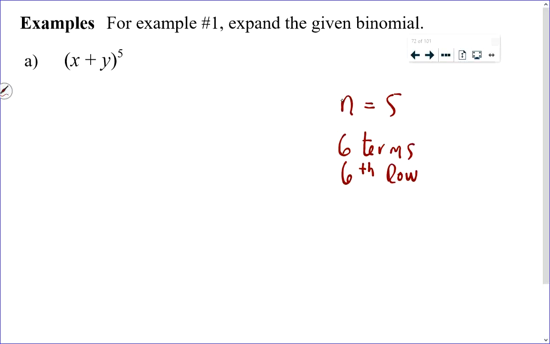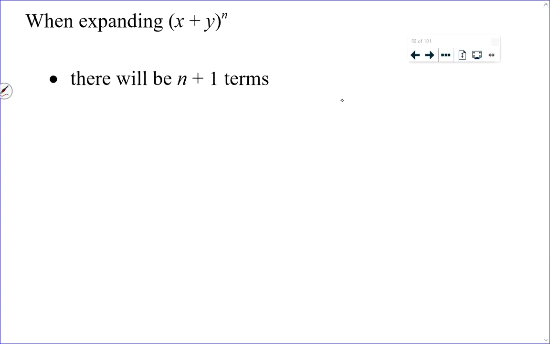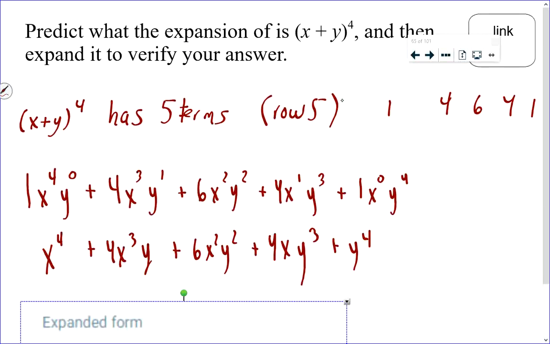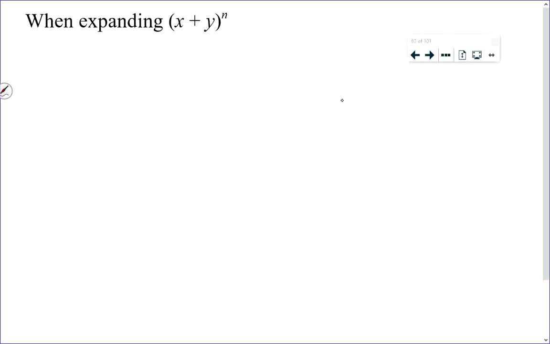The 5th row was, I believe, 1, 4, 6, 4, 1, which will give me 1, 5, 10, 10, 5, 1. I feel as though since I can't ask you to double check, I'd better go back and just make sure that that's right. 1, 4, 6, 4, 1 would give me 1, 5, 10, 10, 5, 1. That's correct.